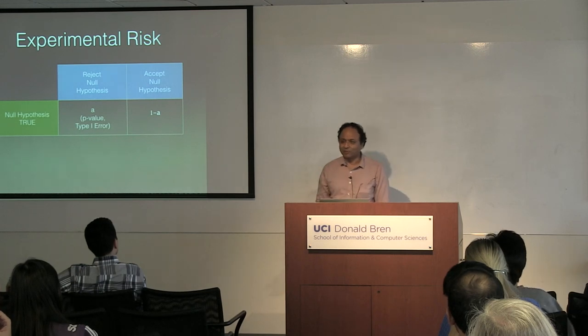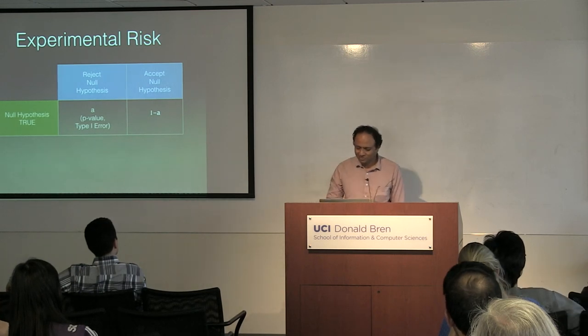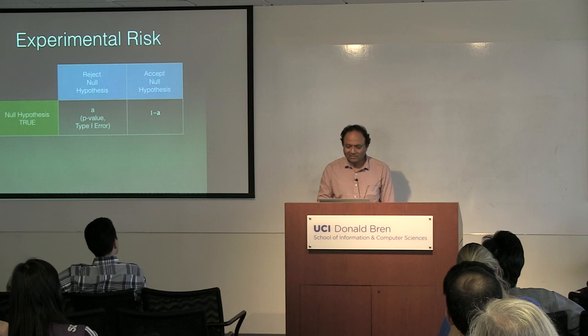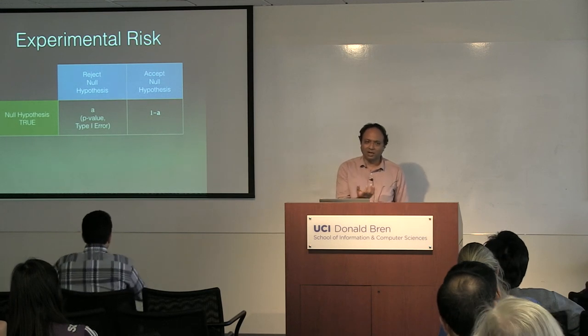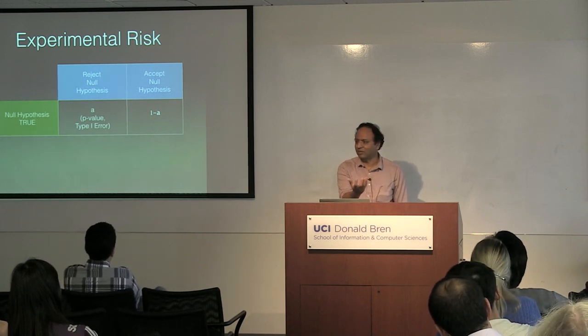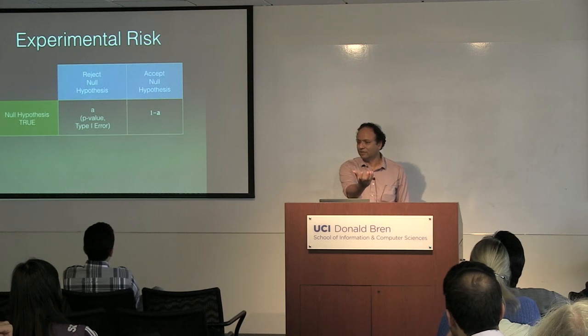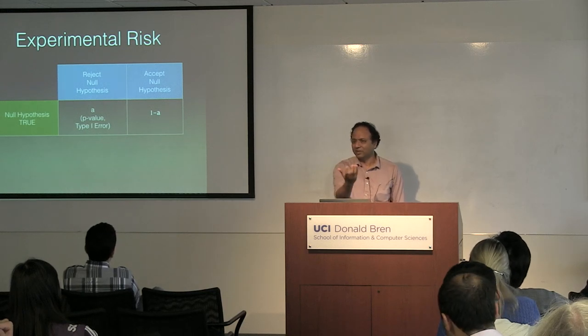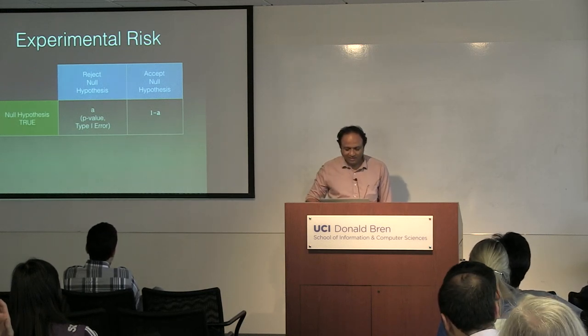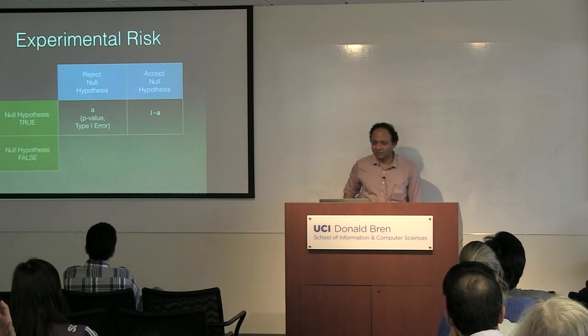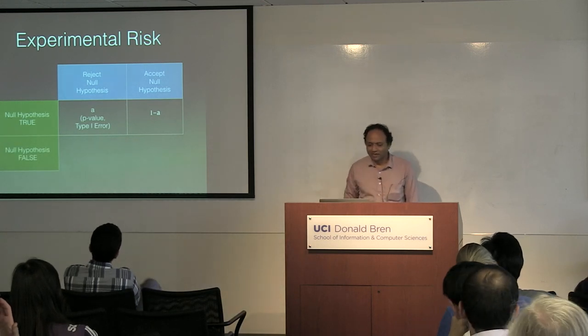So you accept the null hypothesis when the null hypothesis is true, that's one minus alpha. The idea of making the p-value really small is that you don't get fooled, you don't get a false positive, a reading that there is something there when there really isn't. So you try to make the p-value as small as possible. The other side of this is when the null hypothesis is false. What do you find out?